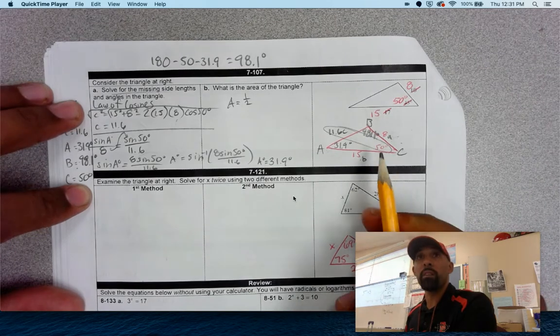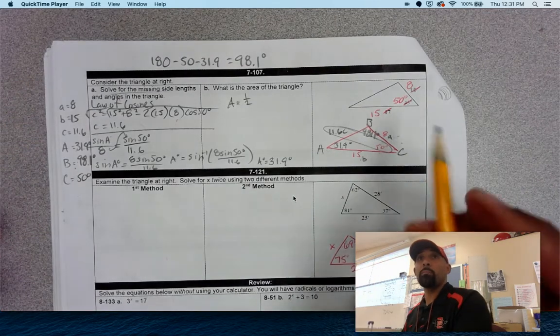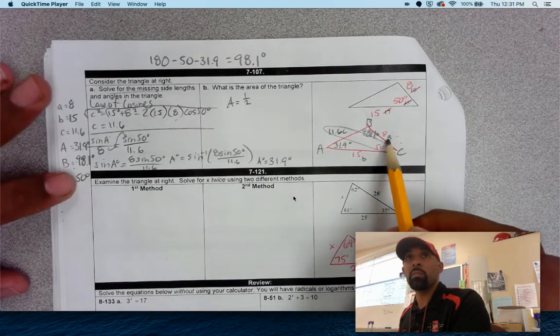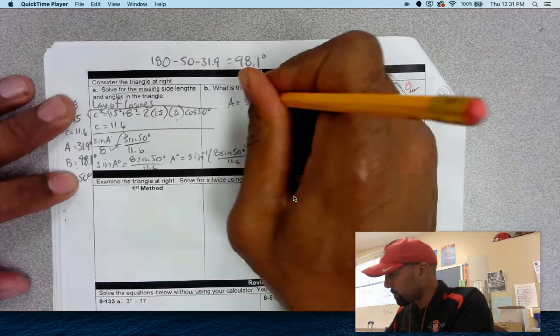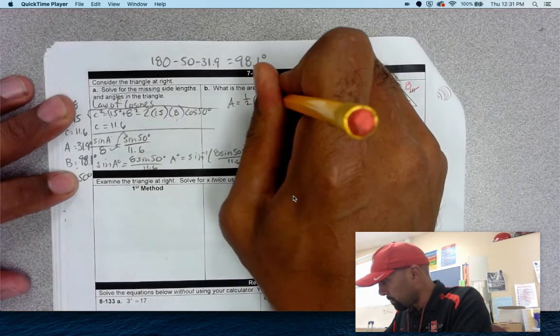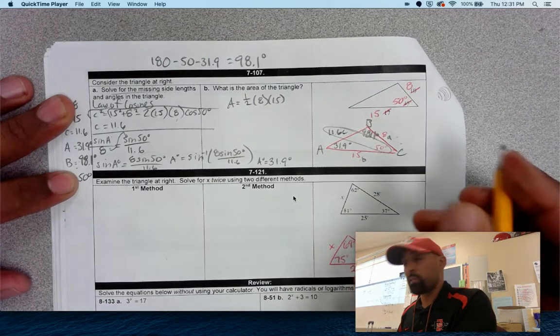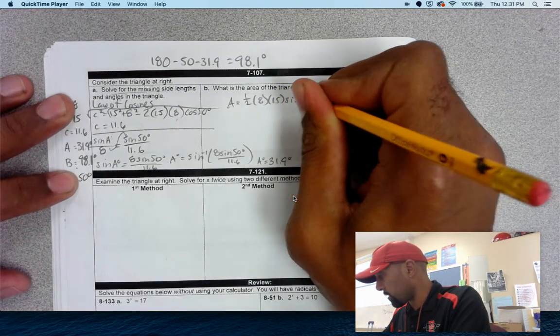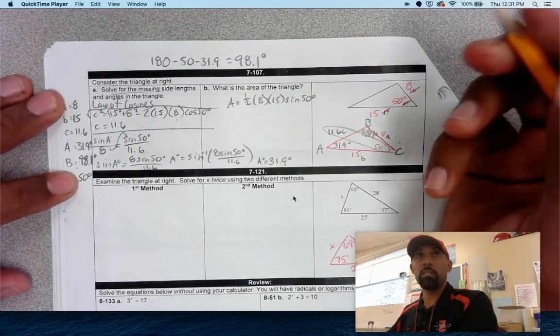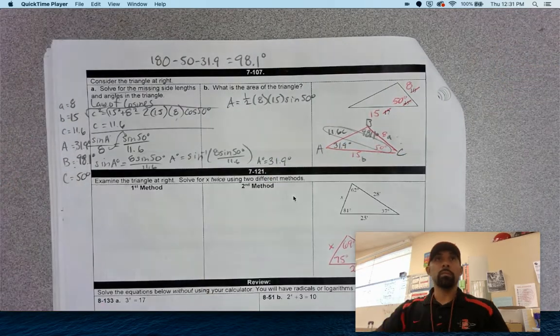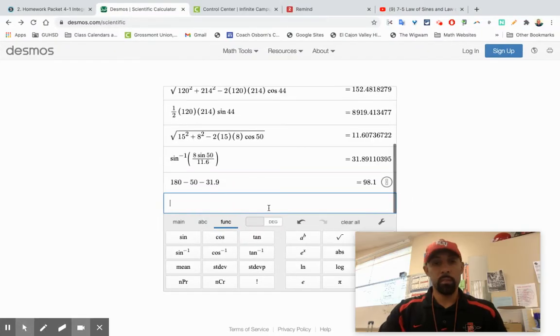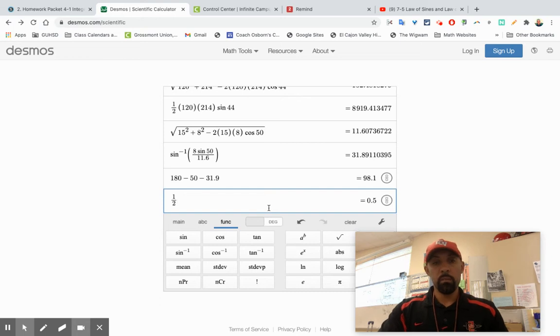And now I know everything, so I can use any sides I want. But I'm just going to, again, use the ones I started with, the 8 and the 15. And then you got to use the angle in between those two sides. So make sure you use the angle that's in between the two sides you decide to use, okay? So now we just got to plug that in. So now 1/2 times 8 times 15 times sine of 50.